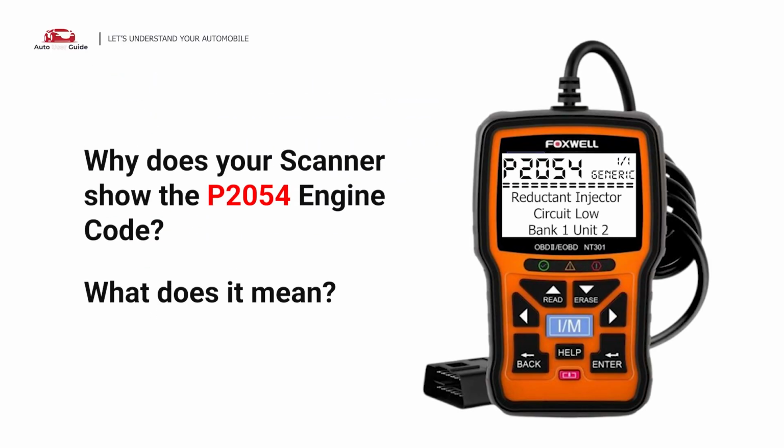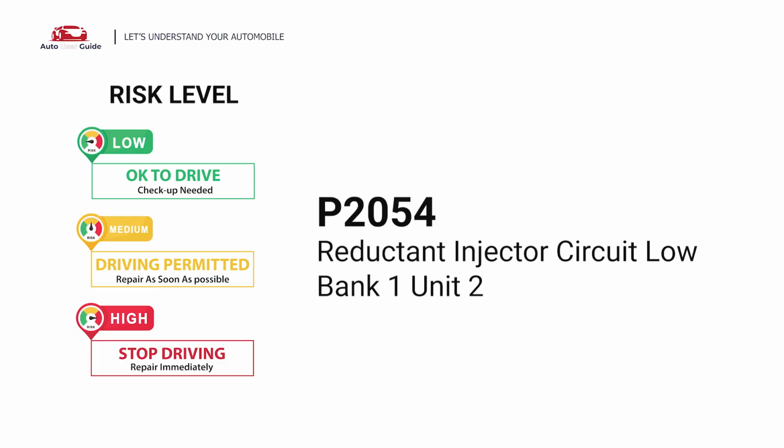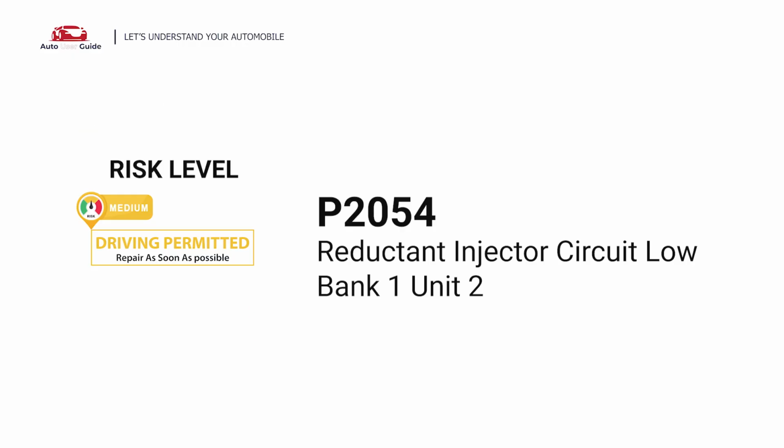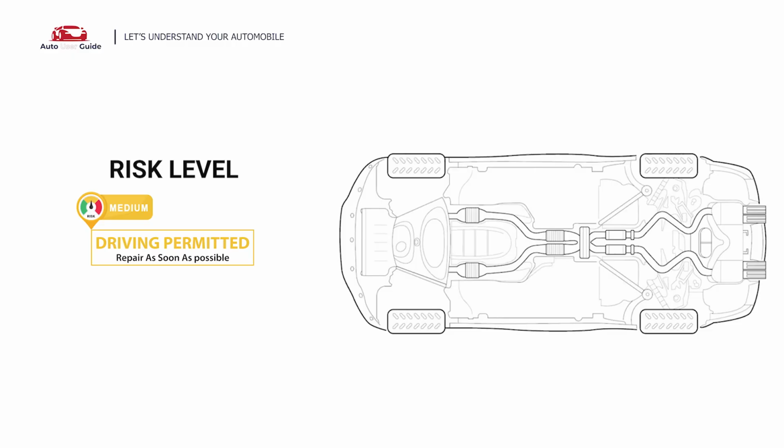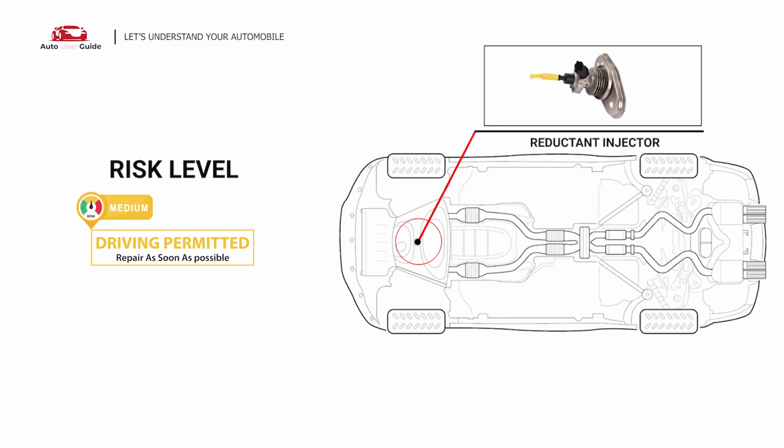Why does your scanner show the P2054 engine code? What does it mean? P2054 is a diagnostic trouble code for reductant injector circuit low bank 1 Unit 2. This engine code indicates an electrical problem, specifically a low voltage condition in the circuit that controls the reductant injection valve, which is a component of the diesel exhaust fluid (DEF) system on diesel vehicles. Under this circumstance, short-distance driving is permitted, but your vehicle should be repaired as soon as possible.